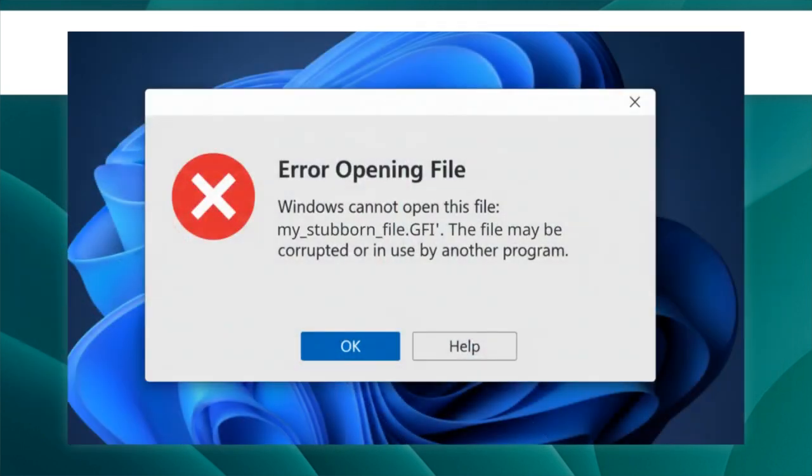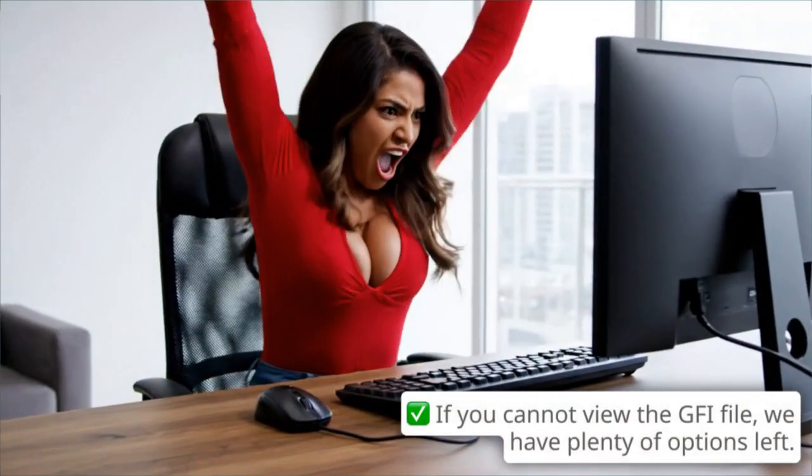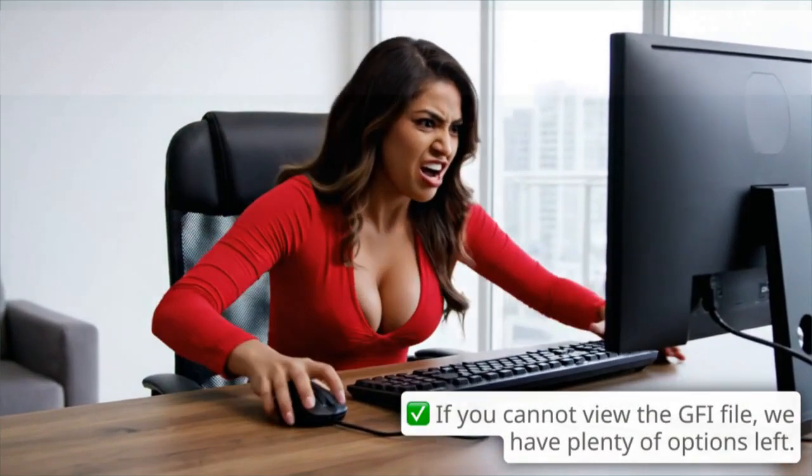If you cannot access the GFI file, no problem. Don't be confused by the error message. Here are the 3 most common technical reasons your GFI file is not opening.